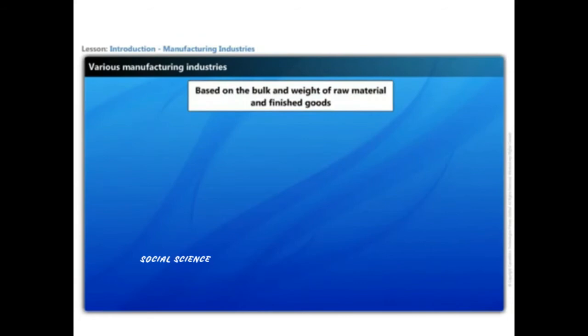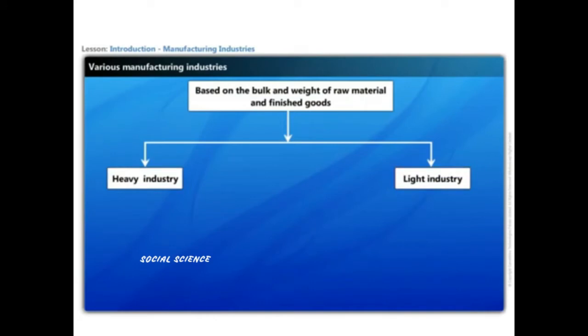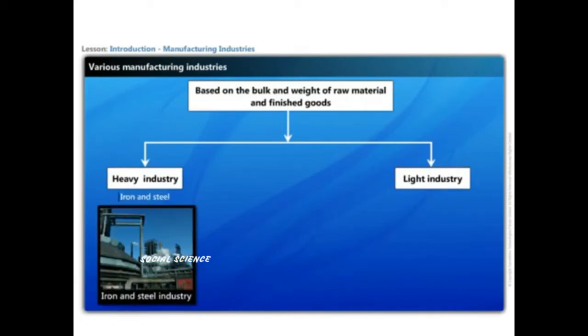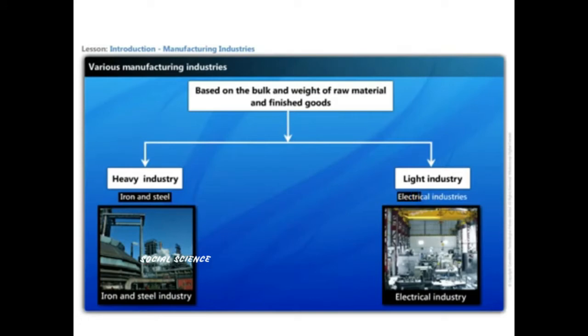Based on the bulk and weight of raw material and finished goods, industries are classified as heavy and light industry. Industries such as iron and steel are examples of heavy industry, and industries that use light raw materials and produce light goods such as electrical industries are called light industries.